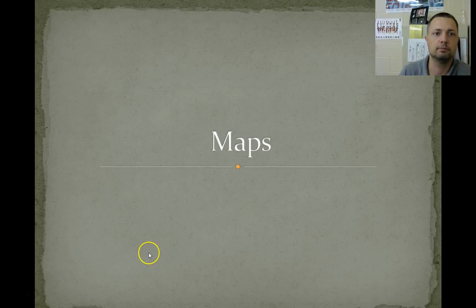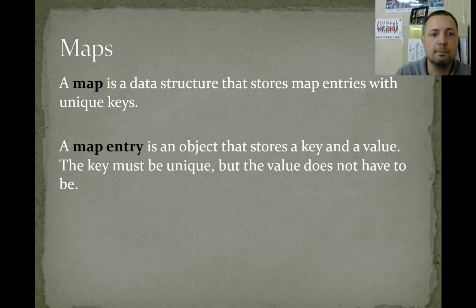All right. Now we're going to be talking about maps. A map is a data structure that stores map entries with unique keys. A map entry is an object that stores a key and a value. A key must be unique, but a value does not have to be unique.